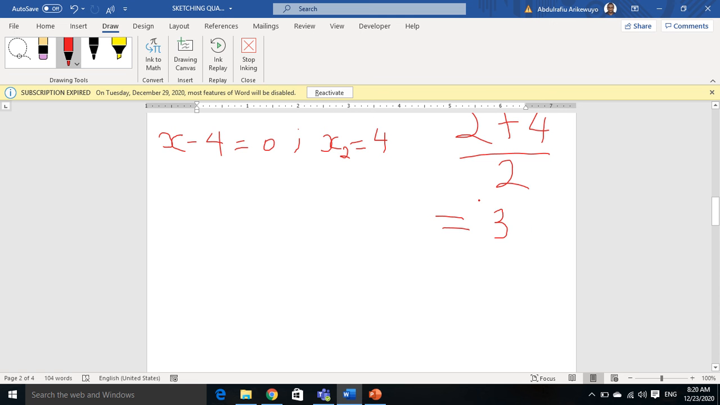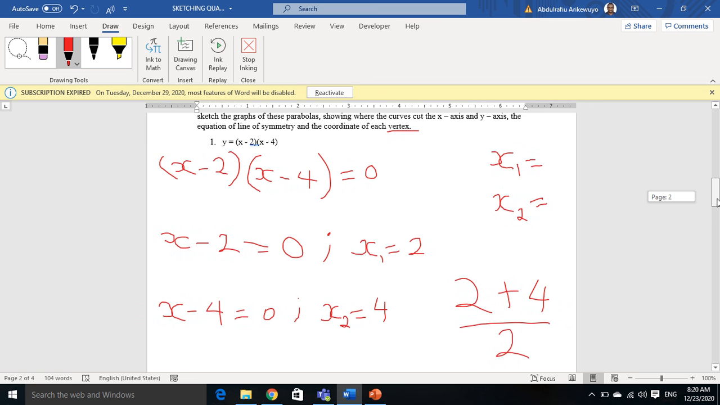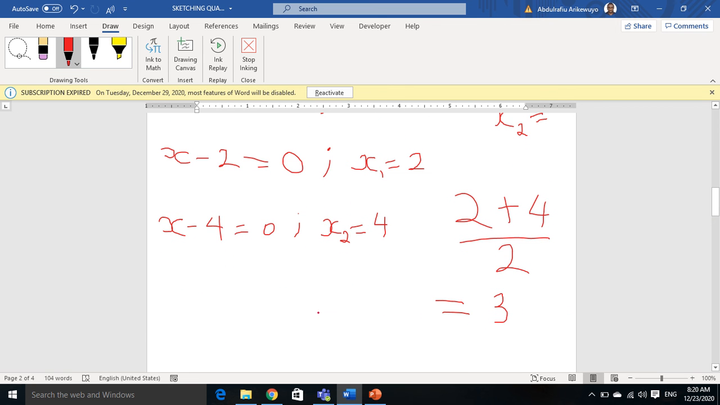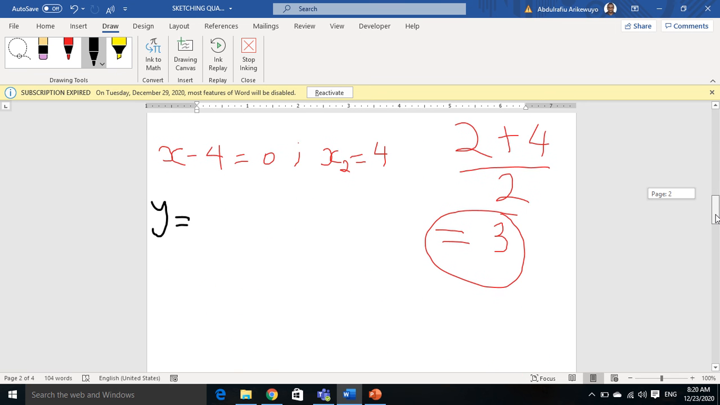Now, I will put this into the equation. I will substitute 3 for x. So I will change all the x here to 3. Remember in that question we have y is equal to x minus 2, x minus 4. So instead of writing x minus 2, can you see the question? I will change x to 3. So I'll have 3 minus 2.